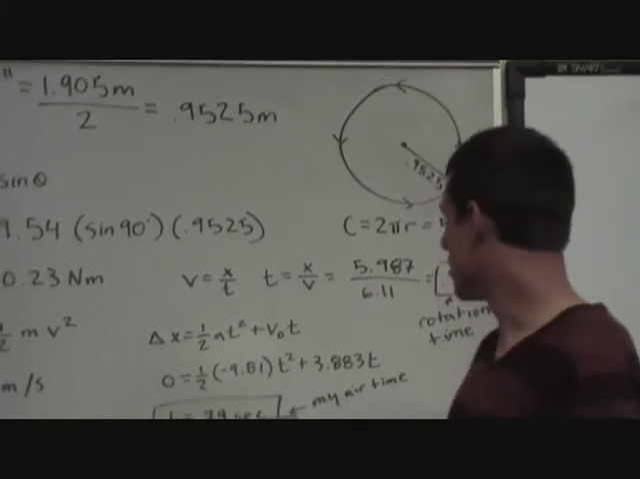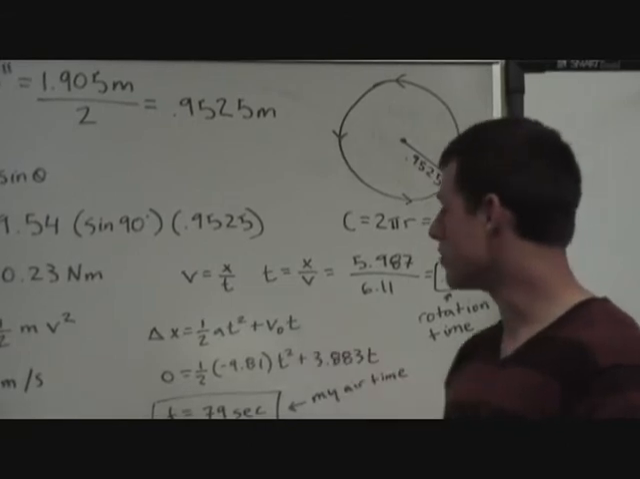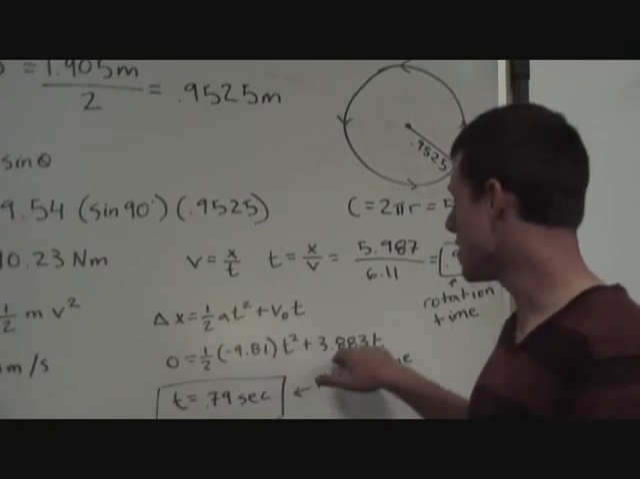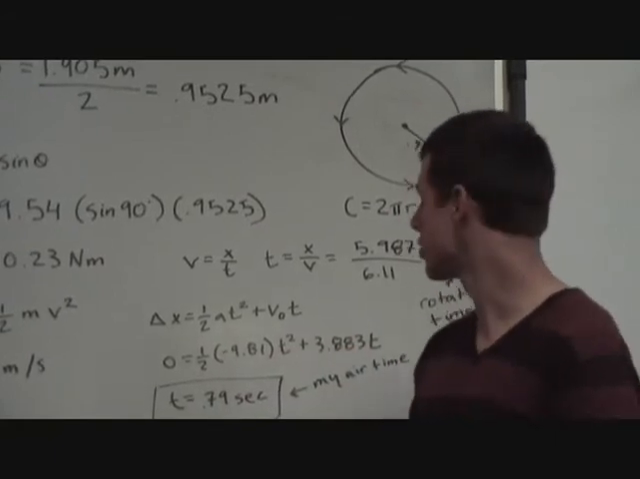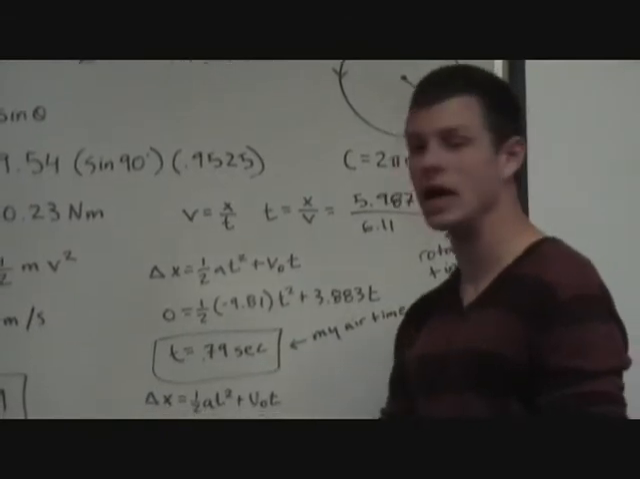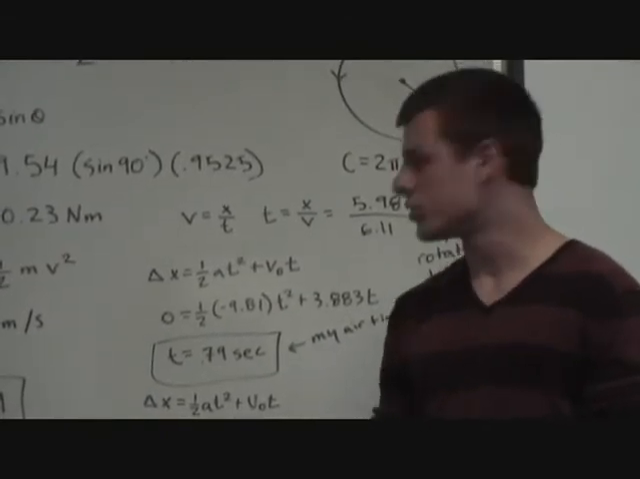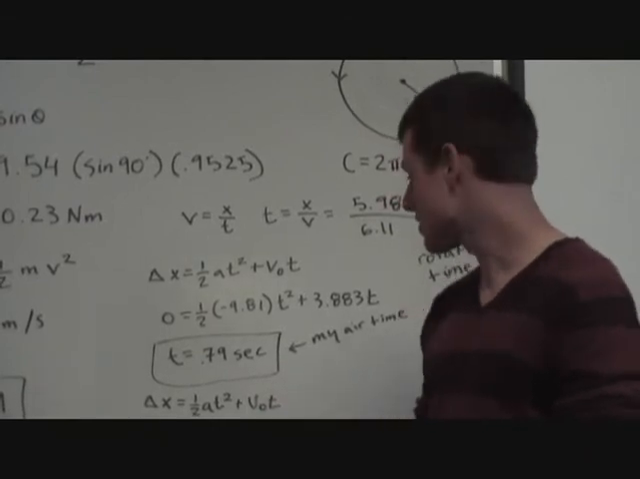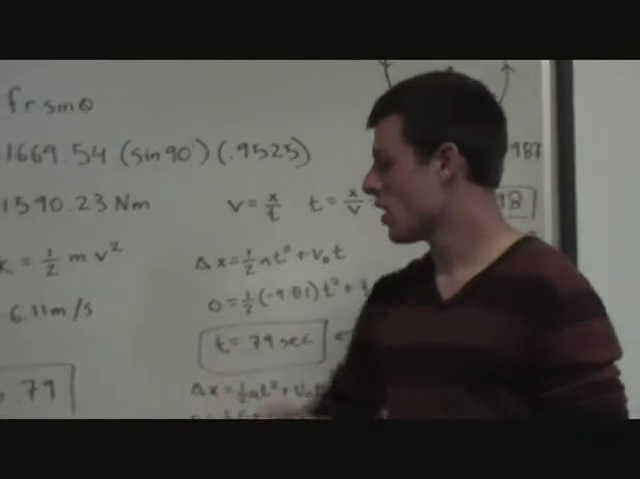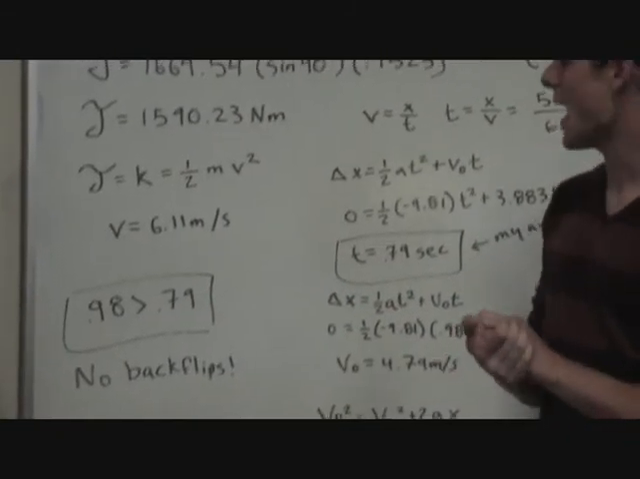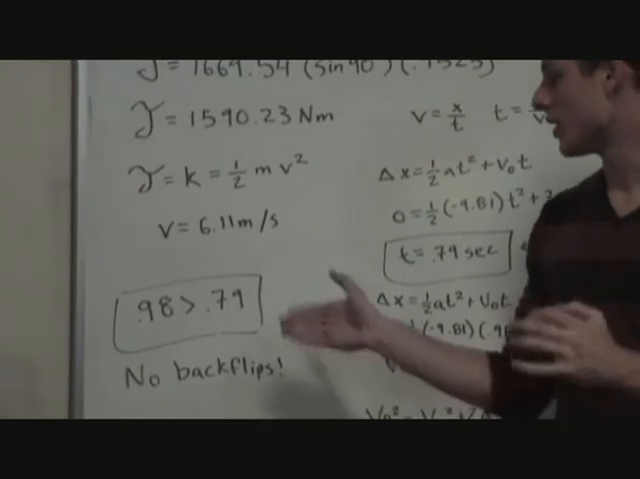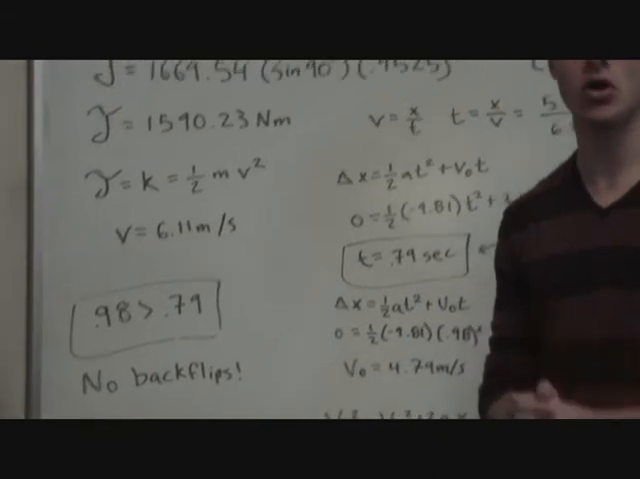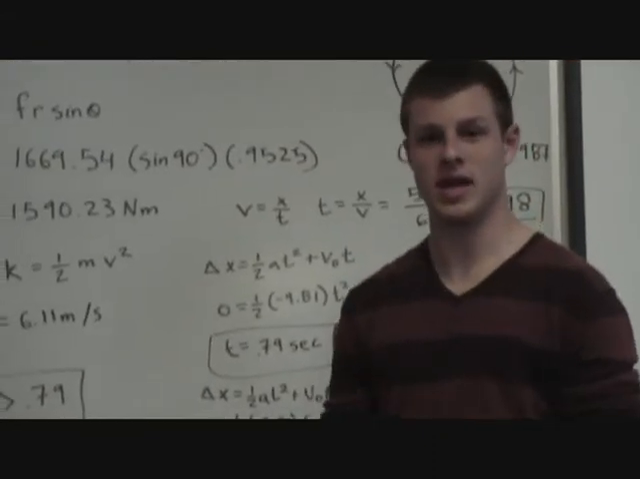Now, we go here and we will use our projectile motion equation, plug in our acceleration due to gravity and my initial velocity, found again from our basketball equation earlier, and we find that my air time when I jump, assuming that a basketball dunk is about my maximum vertical, is 0.79 seconds, which, if you'll notice over here, 0.98 seconds is actually greater than 0.79 seconds. So, no backflips on the ground because it's going to take me longer to rotate than the time I'm going to spend in the air.